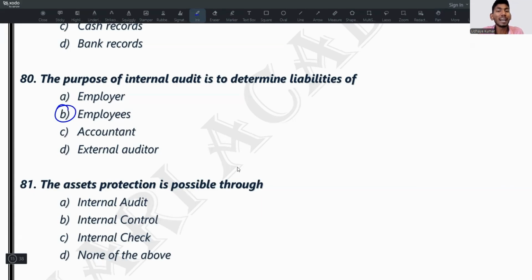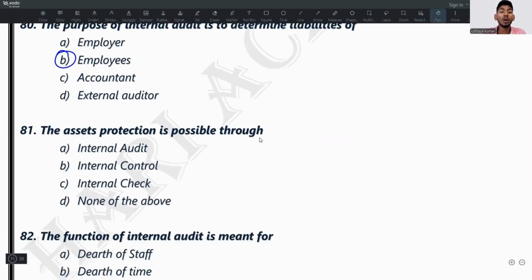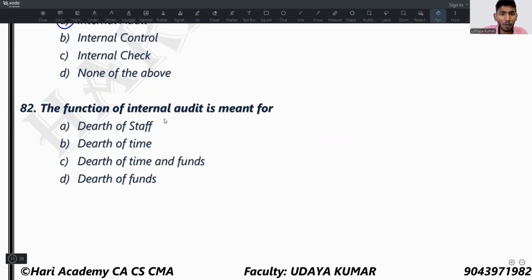Question number 81: asset protection is possible through internal audit. We discussed the same question earlier; it is repeated in a different way. The function of internal audit is meant for, and here the term may be unfamiliar, the term 'dearth', which is nothing but a lack of something. The options are lack of staff, lack of time, lack of funds. The suitable answer is dearth of time and funds.